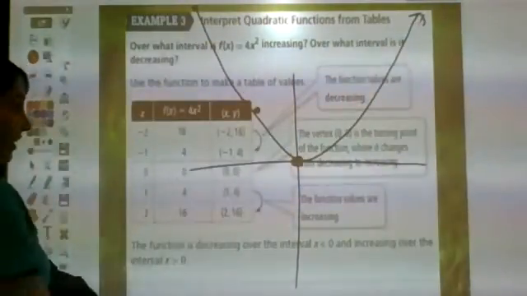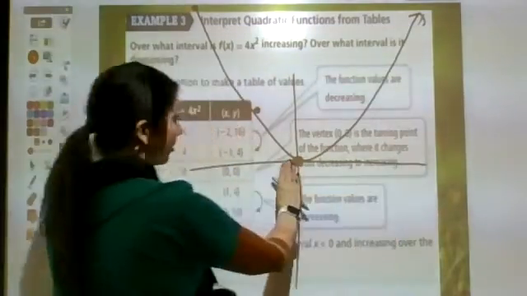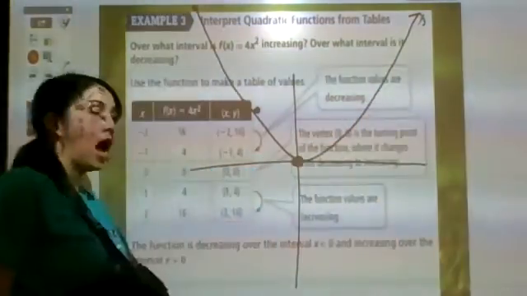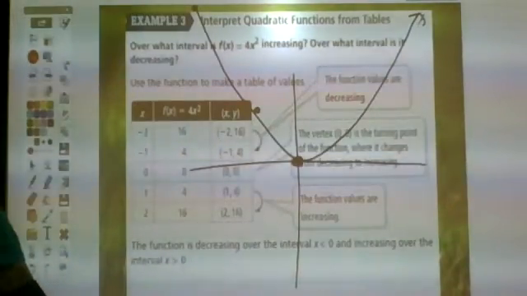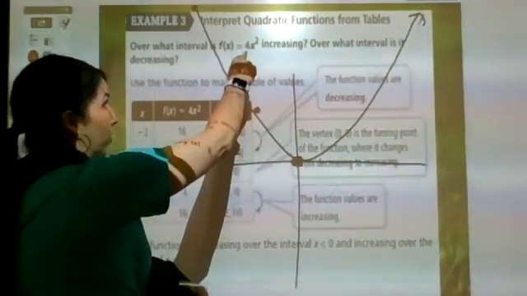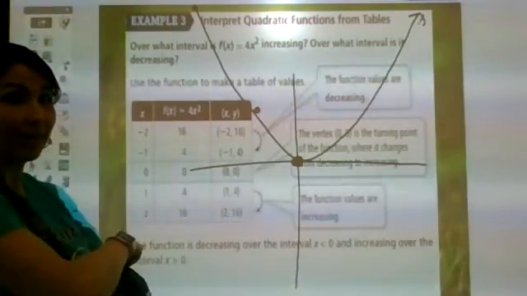So when is it increasing? When our domain is greater than 0. When is it decreasing? When our domain is less than 0. It's going down, and it's going up. And how would we compare that to the parent quadratic function? Well, that is greater than 4. So if a is greater than 1, it is going to get narrower.